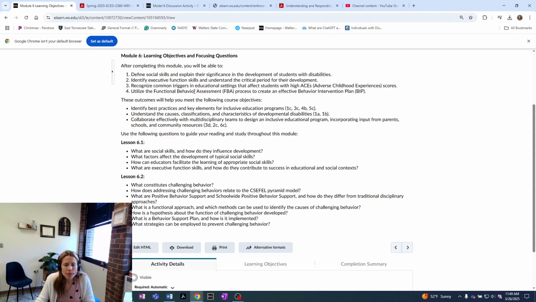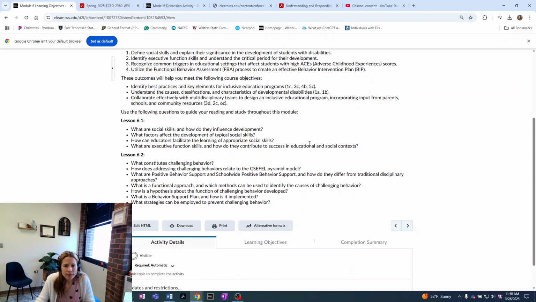We're covering that through this module and lesson, and being able to collaborate effectively with multidisciplinary teams to design an inclusive educational program, incorporating input from parents, schools, and community resources. Again, that is going to be accomplished through this module.